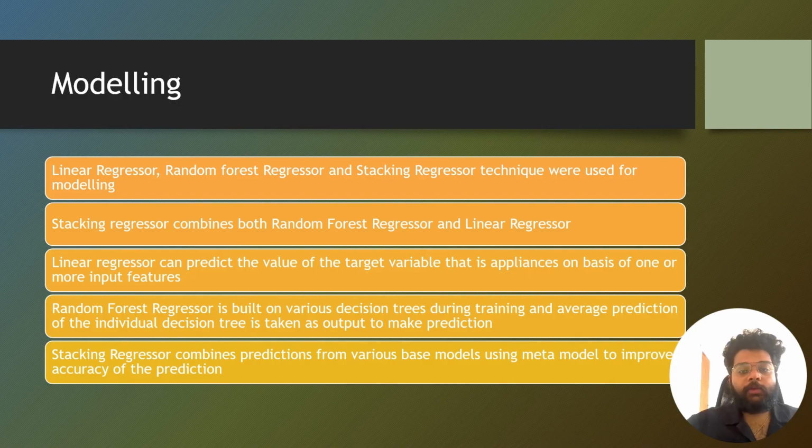The machine learning model will be created using three techniques, including linear regressor, random forest regressor, and a stacking regressor technique. Stacking regressor will combine two base models, including random forest and linear regressor. Linear regressor is a technique that can predict the value of the target variable, that is appliances, on the basis of one or more input features. Random forest regressor is built on various decision trees during training, and the average prediction of the individual decision trees is taken as output to make the prediction. Stacking regressor combines predictions from various base models using a meta model to improve prediction accuracy.